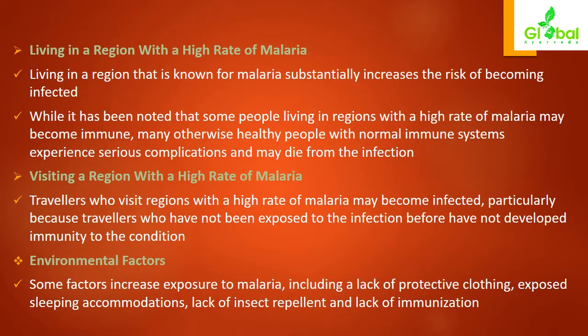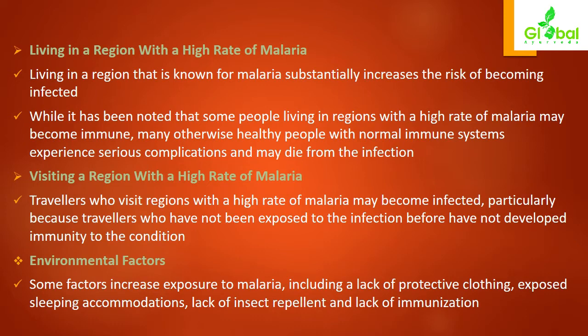Living in a region with a high rate of malaria. Living in a region that is known for malaria substantially increases the risk of becoming infected. So a place more prone to malaria infection will cause a more severe condition. While it has been noted that some people living in regions with a higher rate of malaria may become immune, many otherwise healthy people with normal immune systems experience serious complications and may die from the infection.